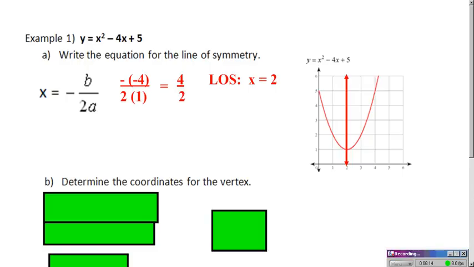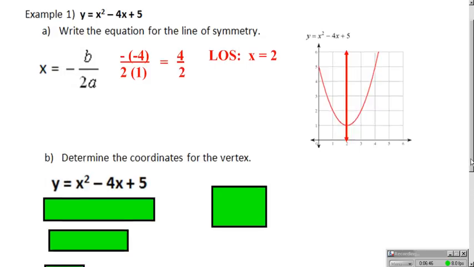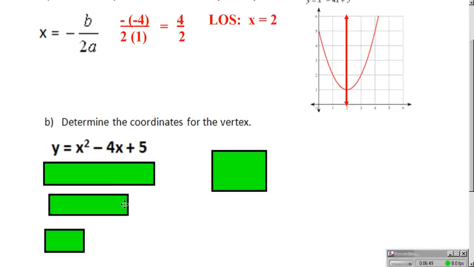In B, we're going to find the vertex. Remember vertex, look at your concept summary. In order to find the vertex, remember the vertex is a point. You've already found half of the vertex by doing the line of symmetry. So the x value is 2. Now to find the y value, you simply substitute 2 into your original equation to solve for y. Here is your original equation. Y equals x squared minus 4x plus 5. Right up here from example 1.